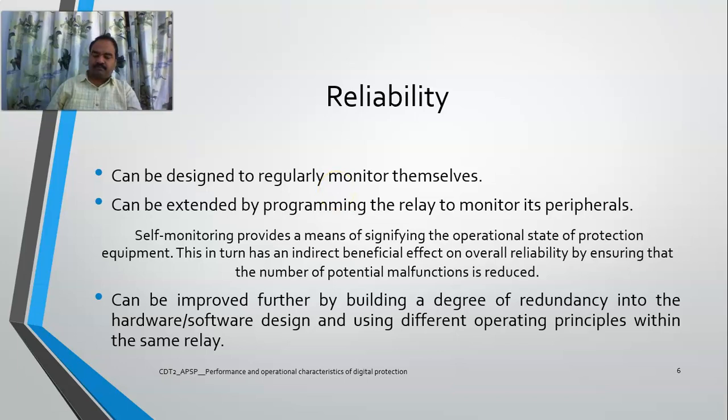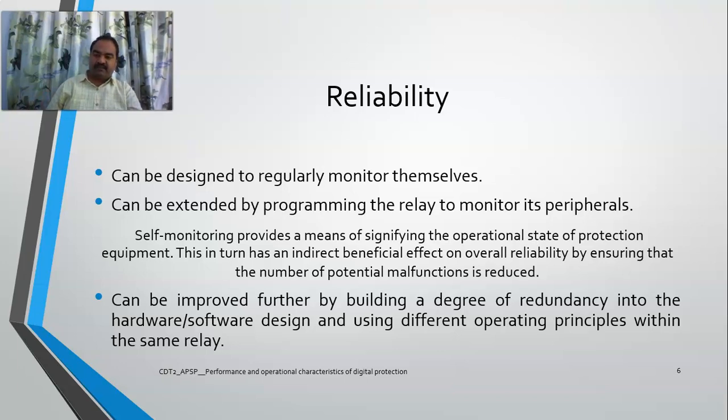And if the relays have this concept of self-monitoring, then automatically the reliability is going to increase every time. It is just like a self-learning mechanism. So the reliability is going to increase.